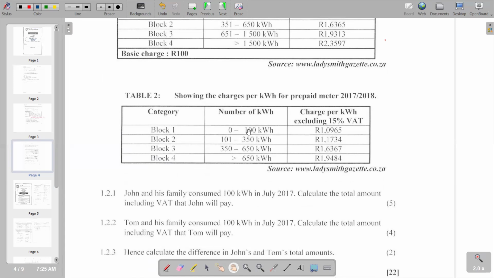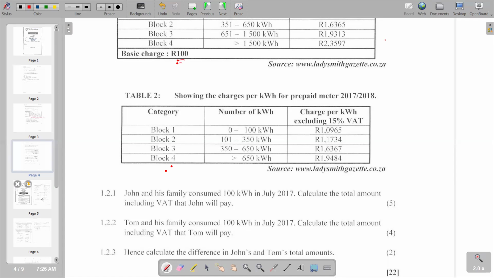We are told that Tom uses 100 kilowatts. So 100 kilowatts obviously is in the range 0 to 100. So we are going to use the rate 1.0965, which is also excluding VAT. But if you look here, we do not have a basic charge like what we did on postpaid. Here there is no basic charge, so we're just going to say the number of kilowatts and then multiply by 1.0965.